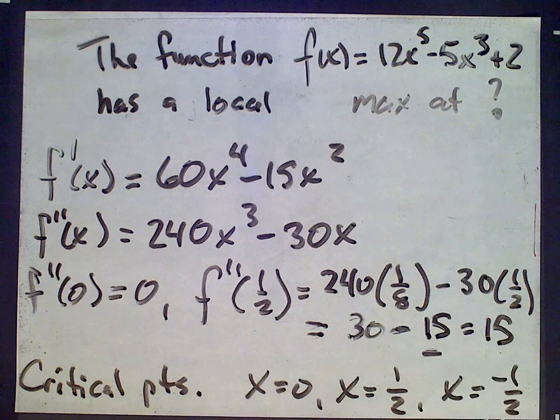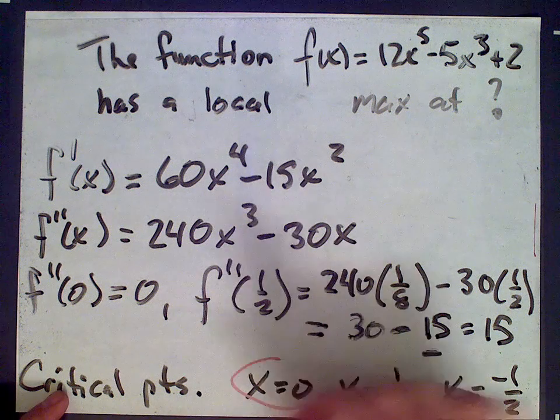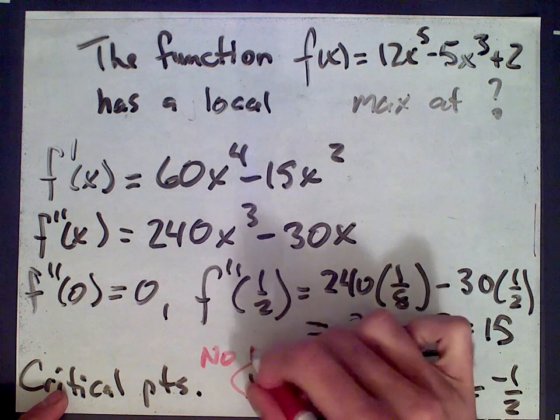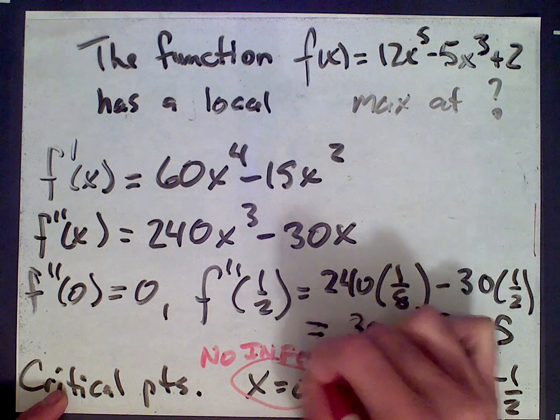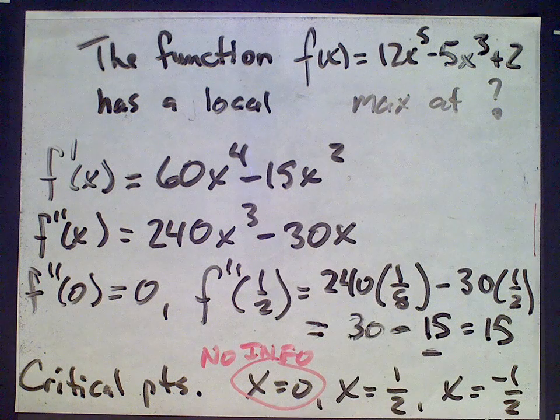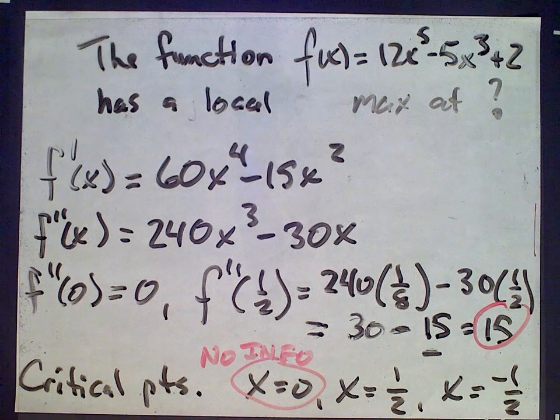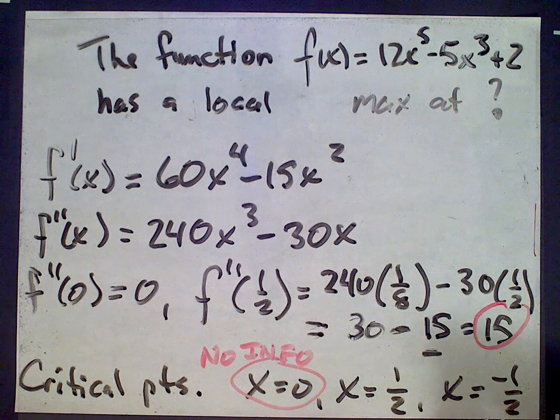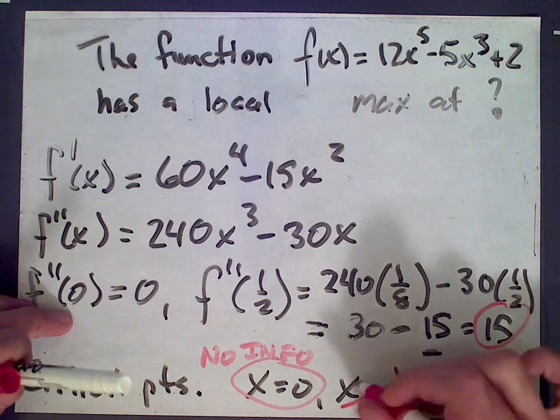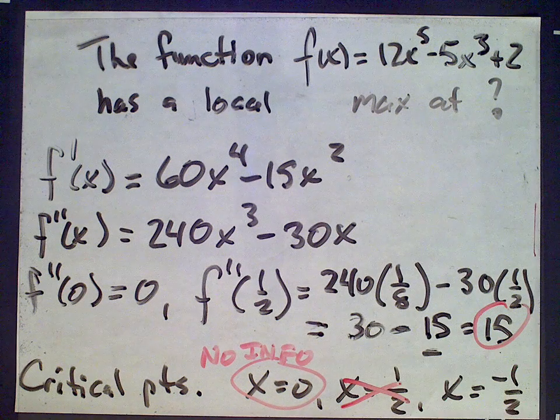Okay, so let's see where we are so far. We still have one more critical point to plug in, but we saw that at 0 the second derivative was 0. So here we have no info. That's part of the second derivative test. If the second derivative ends up being 0, it gives you no information about whether the critical point is a max, a min, or neither. At x equals a half, the second derivative is positive. It was 15. So since it's positive, this tells us that it is a minimum. So we can cross x equals a half out as a possible max.